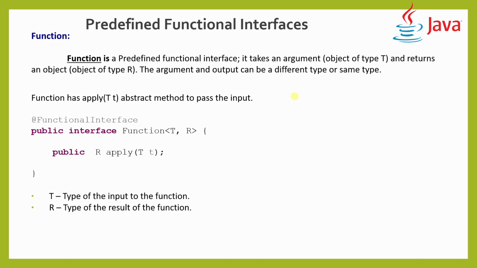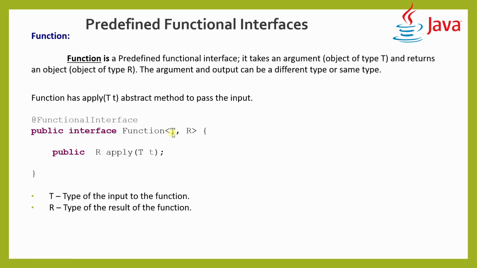Function is a predefined functional interface. It takes an argument of object type, which can be any object type, wrapper class, or custom object, and returns an object. The input and output can be different parameters or the same parameters. See here, this is the functional interface of the function. Here T is the input parameter and R is the output parameter. This can be the same, like Integer and Integer, or String and Integer, or a custom object, our desired input and output. So it can be any type of parameters.